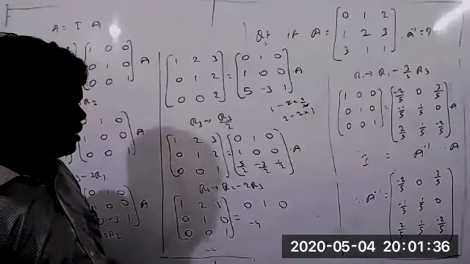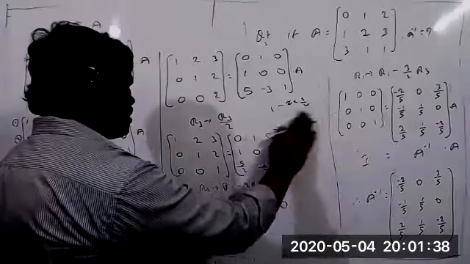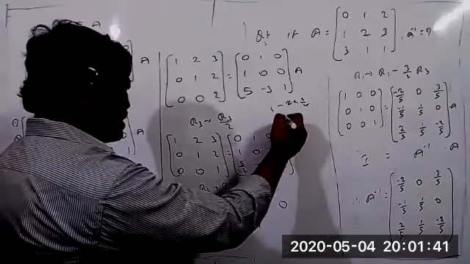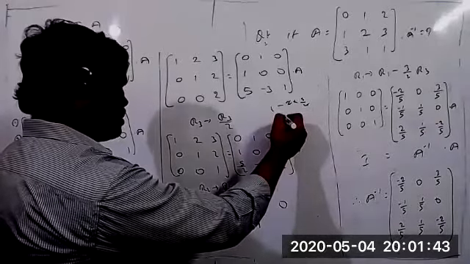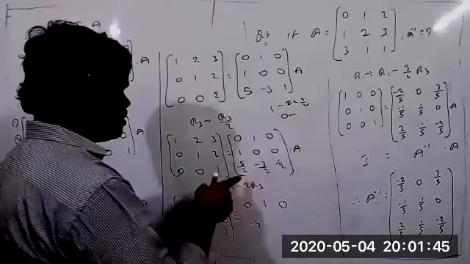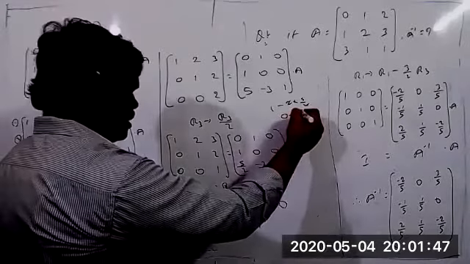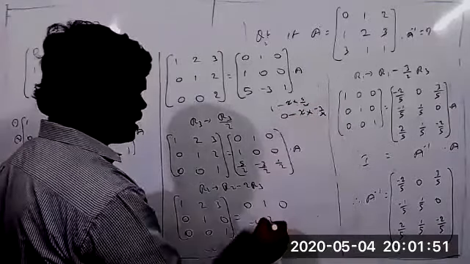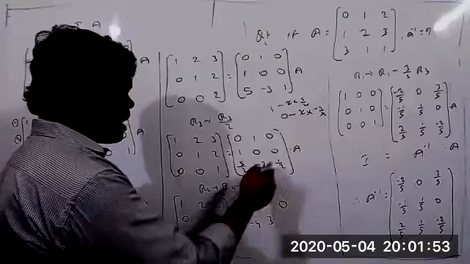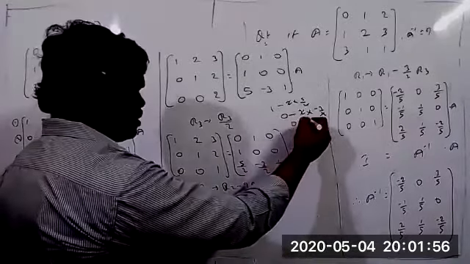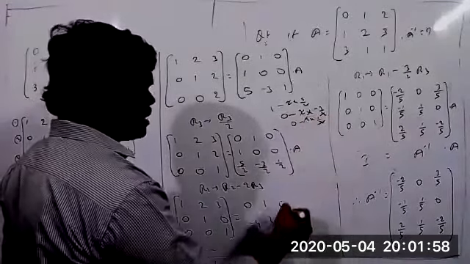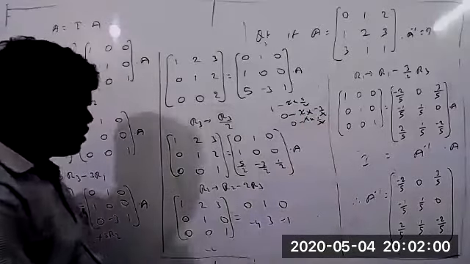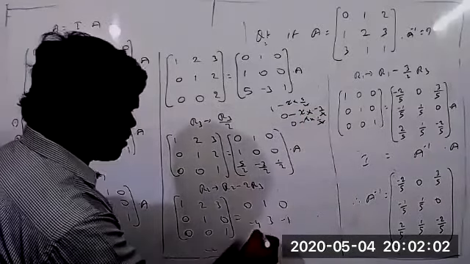Correct or not? Sorry, we have to give it, right? So 0 minus 2 into minus 3 by 2, the 2 will be cancelled, is equal to plus 3. Next again, 0 minus 2 into 1 by 2, the 2 will be cancelled, it is equal to minus 1. Am I correct?